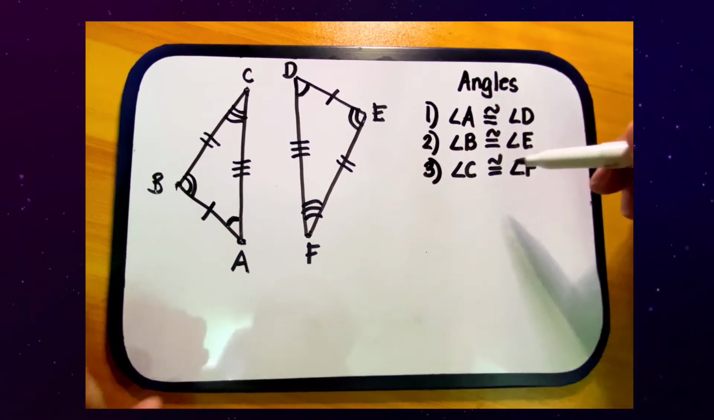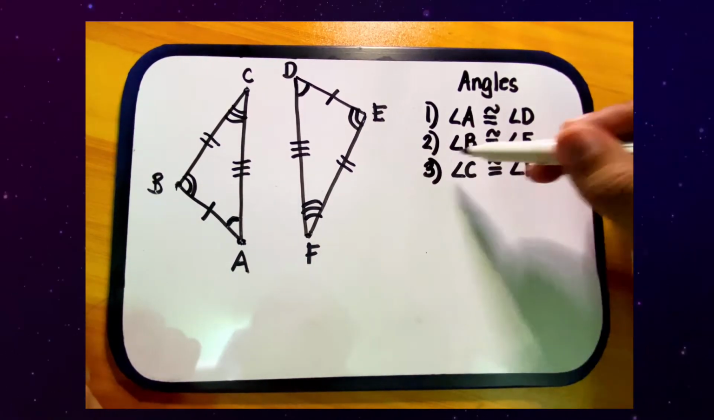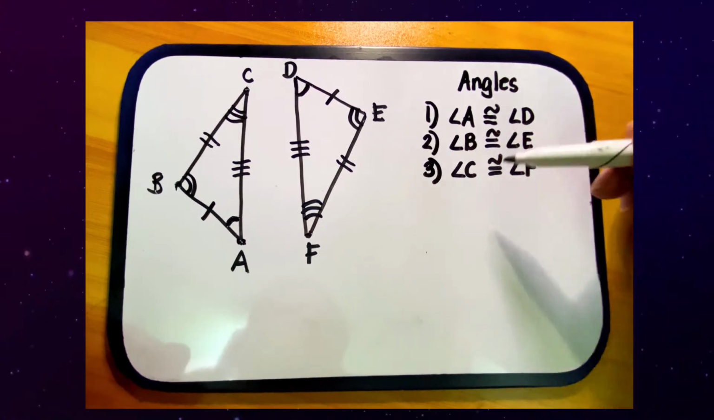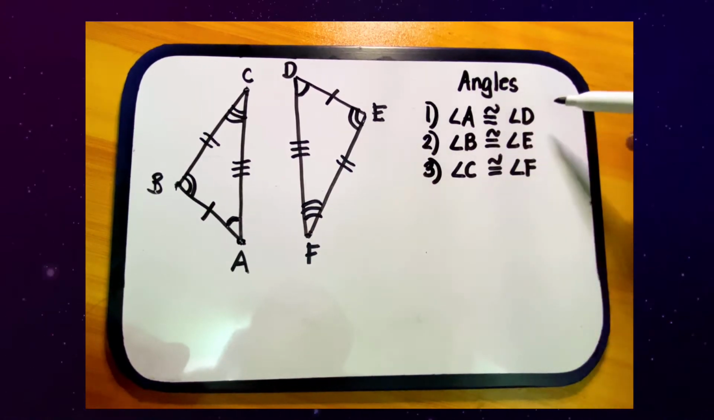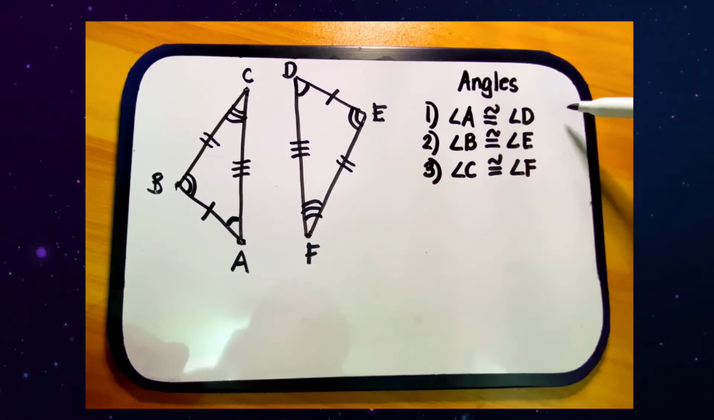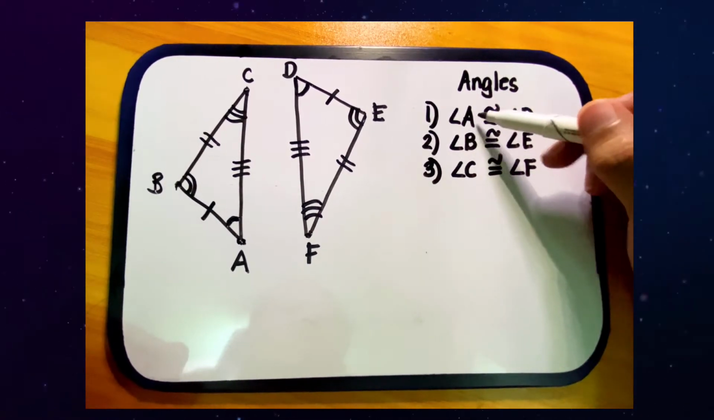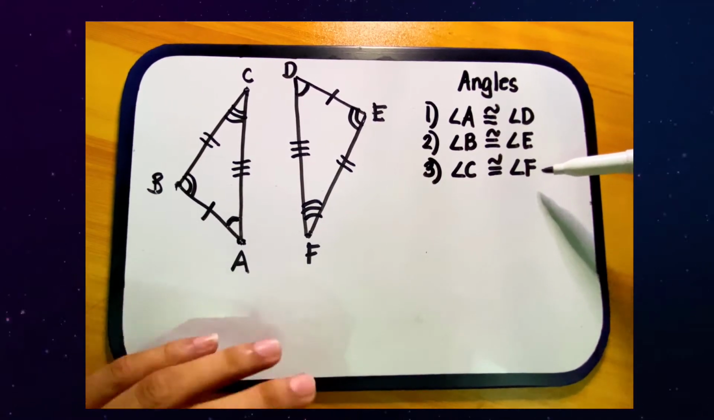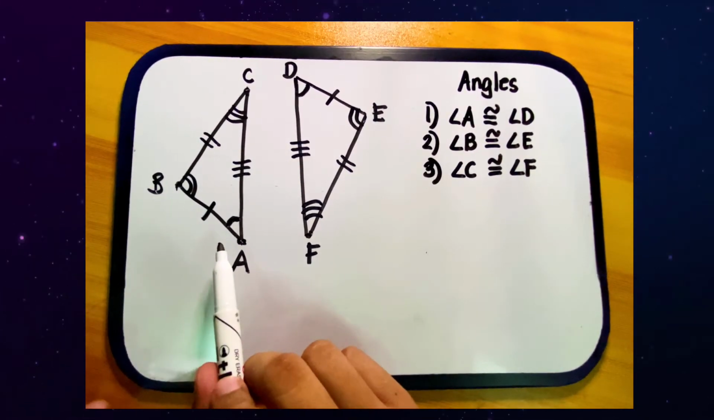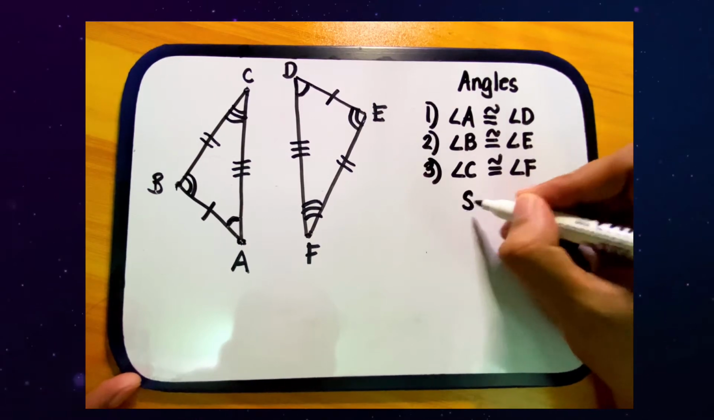Remember, you can interchange the pairings, okay? You can write the first pair as angle C and angle F here, as long as the pairings are correct. So don't write angle A is congruent to angle F, that is wrong. Observe the symbols first, okay? So let's go to the sides.